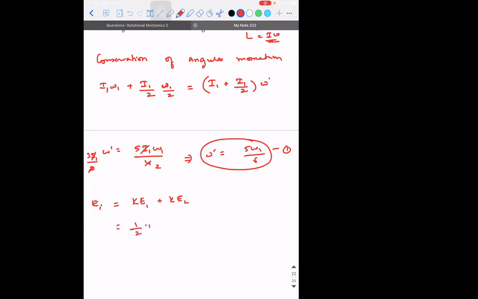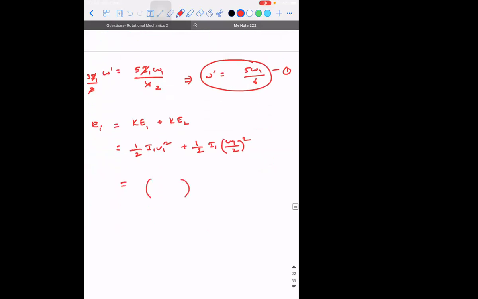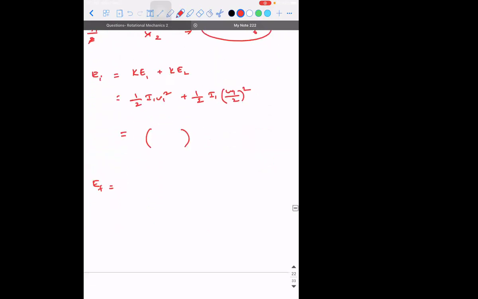So kinetic energy is half I1 omega 1 square plus half I1 by 2 into omega 1 by 2 the whole square. So what will be the answer, guys? Solve and tell me. Similarly, E final is equal to half into I1 into omega dash square plus half into I1 by 2 into omega dash square. So substitute and tell me what is the answer. Make it fast.